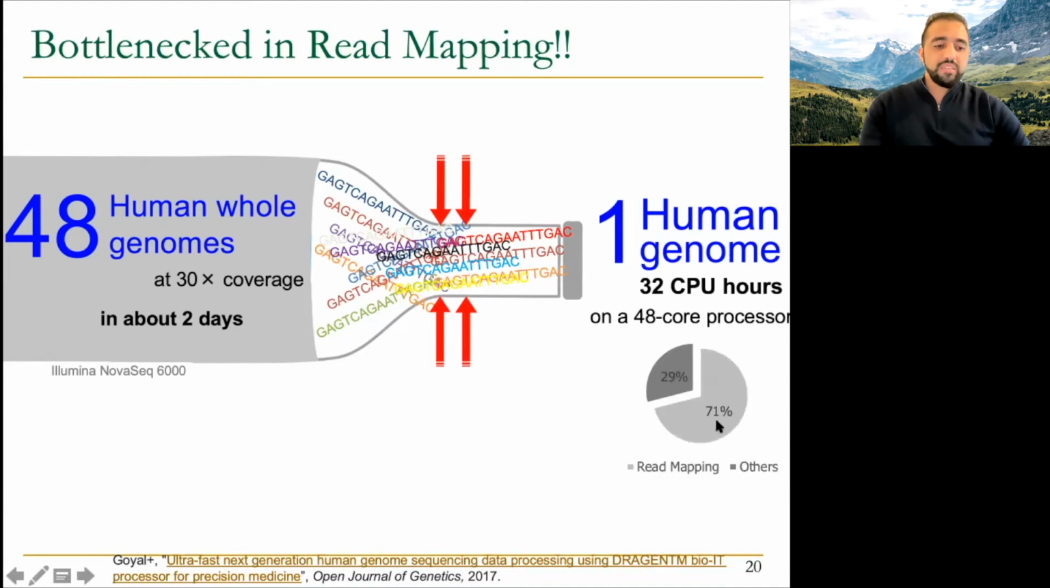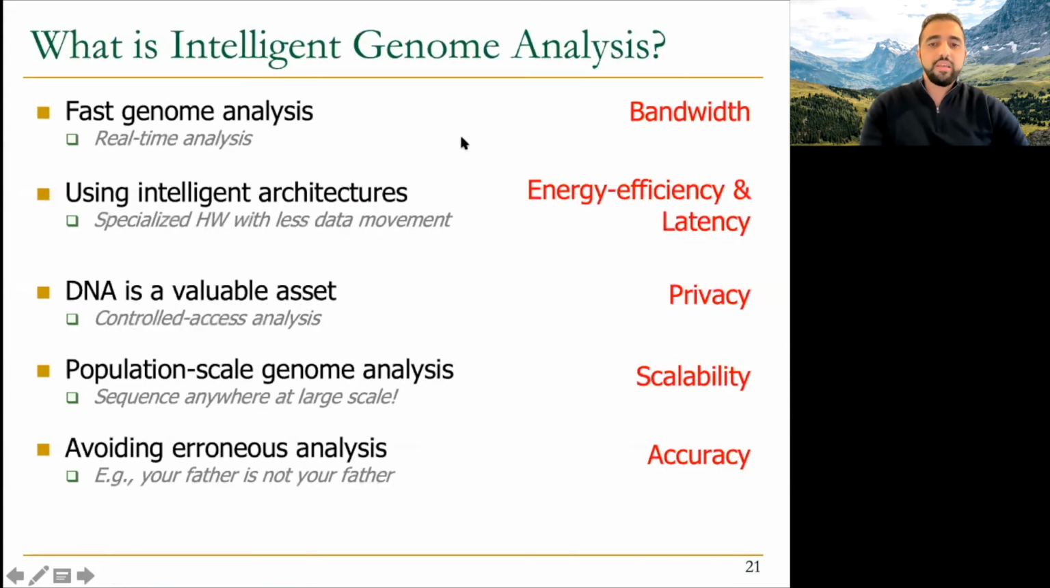Read mapping is basically 71% of the execution time, and there we have 29% for other processes. Okay, so that is about genome analysis and how we get our reads mapped to the reference genome.